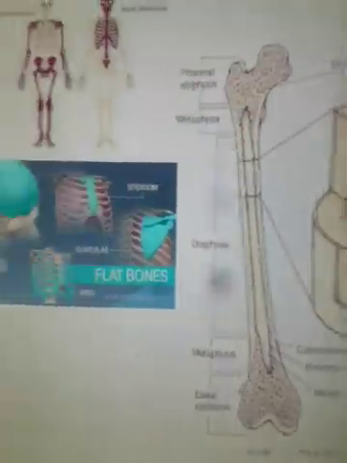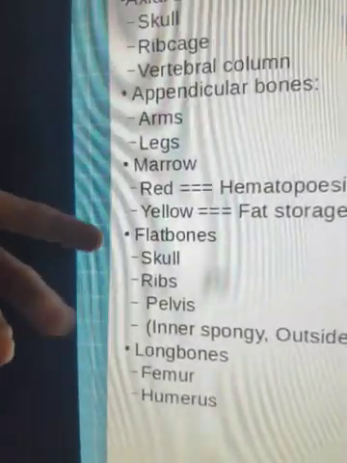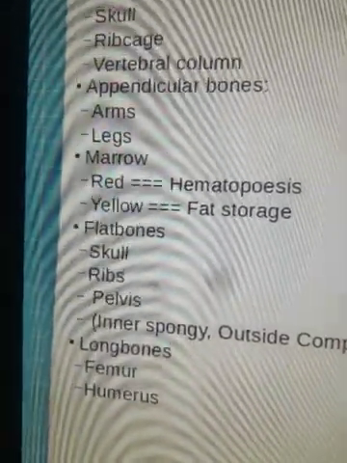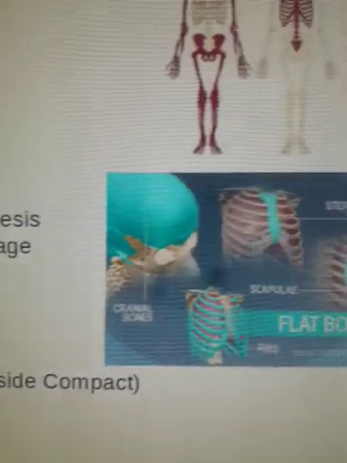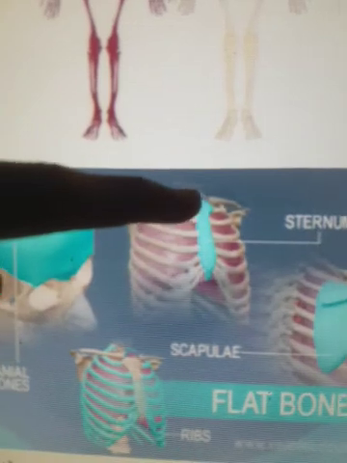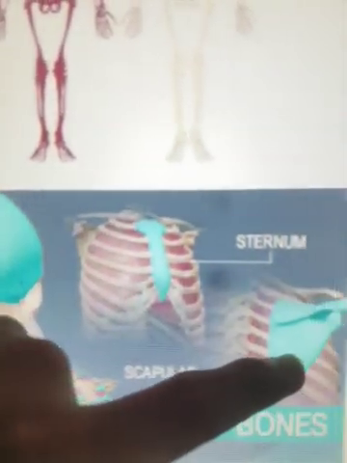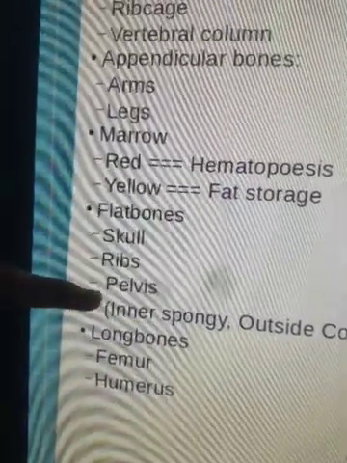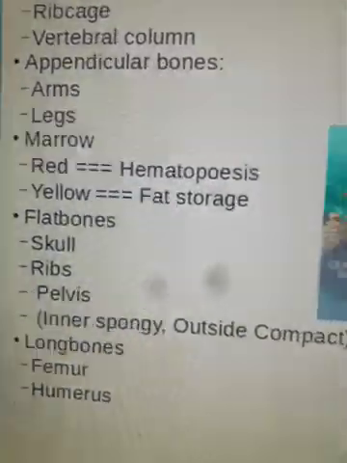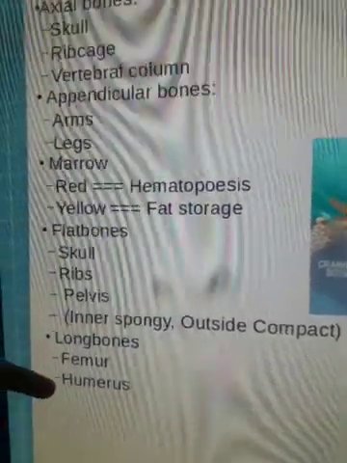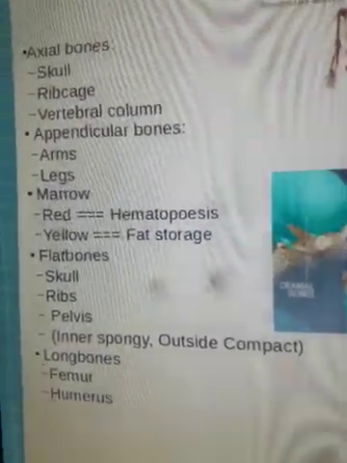We have two other types of bones: the flat bones, that are more geometric, for example, the sternum, the scapula, and the cranial bones, right, and the ribs. So inside they are spongy, and outside they are compact. And the long bones, for example, the femur, that is our longest bone, and the humerus, for example, too.